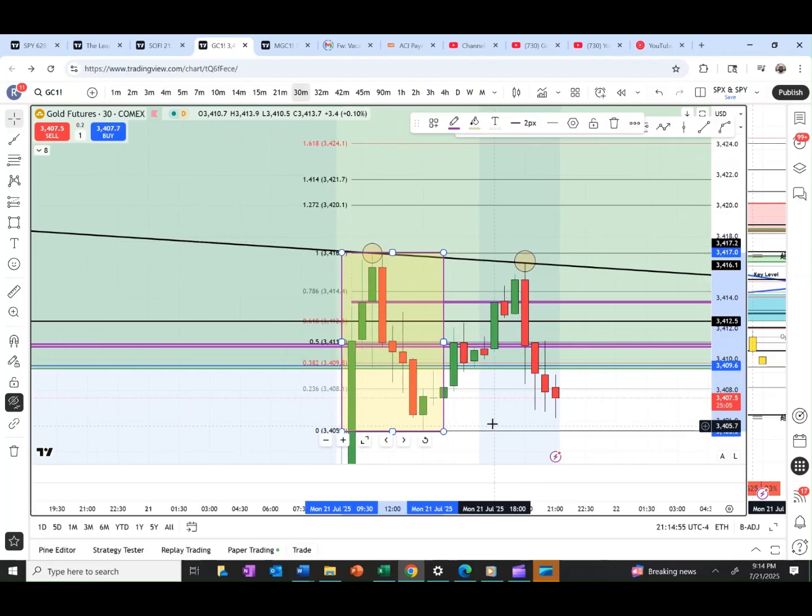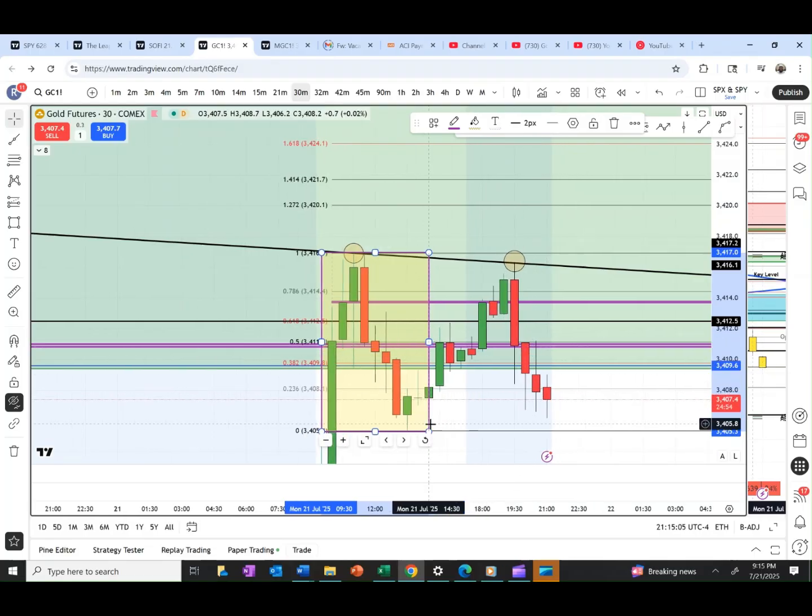So right now, as you can see, price recently wicked into the 50%, right? First, we manipulated above the 62% to trap buyers, right?